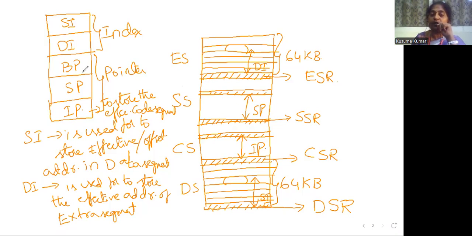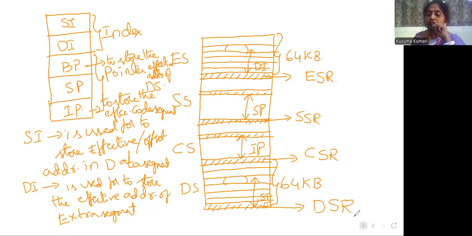Similarly, the base pointer. As I mentioned earlier, for string operations, the data segment and extra segment offset addresses are available in the source index and the destination index respectively. But for normal operations in the data segment, the effective address is available in the base pointer. This is to store the effective address of the data segment.